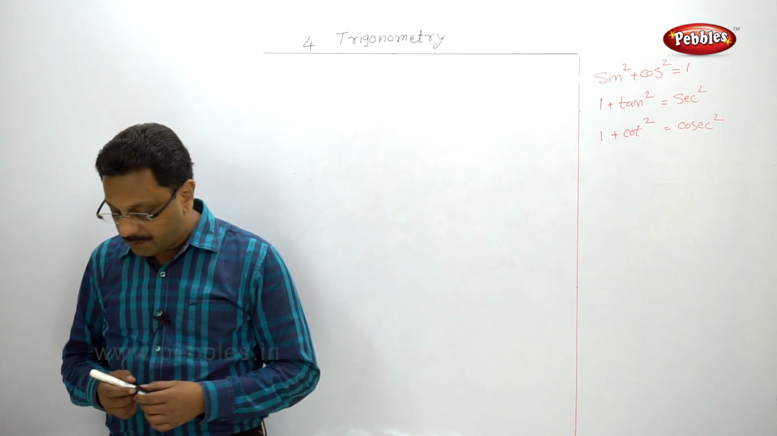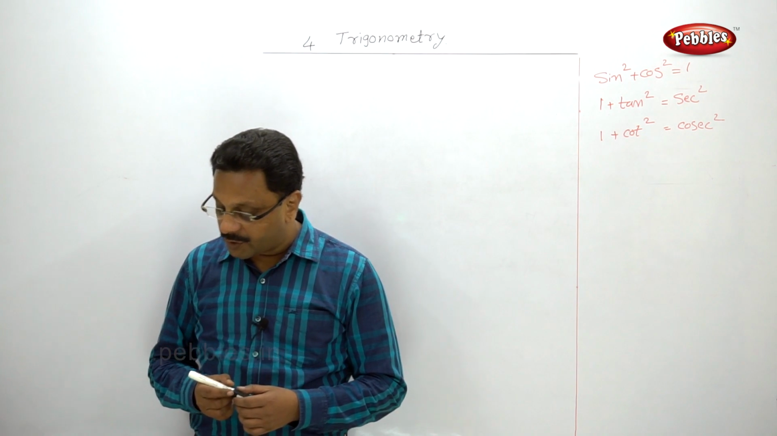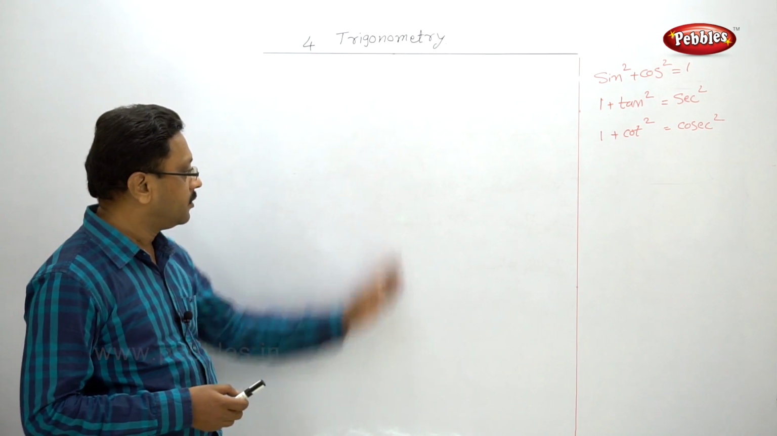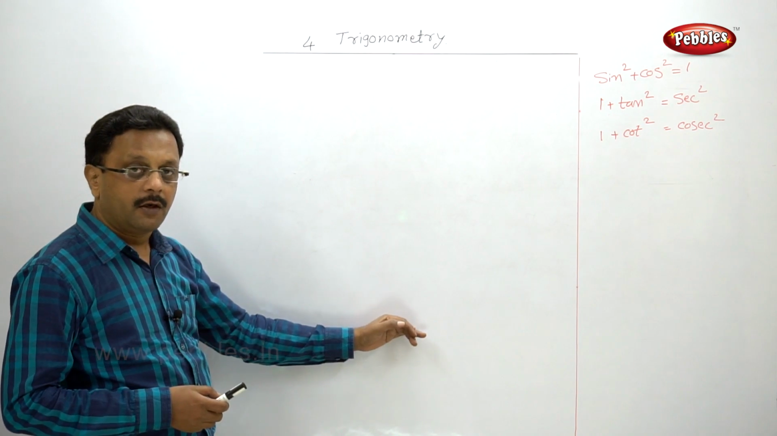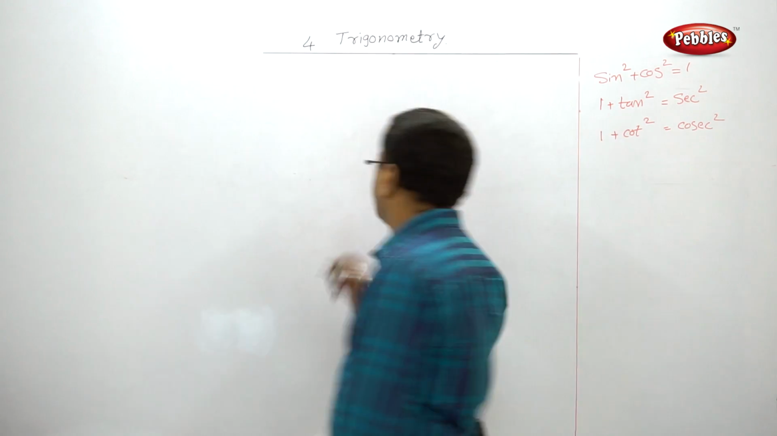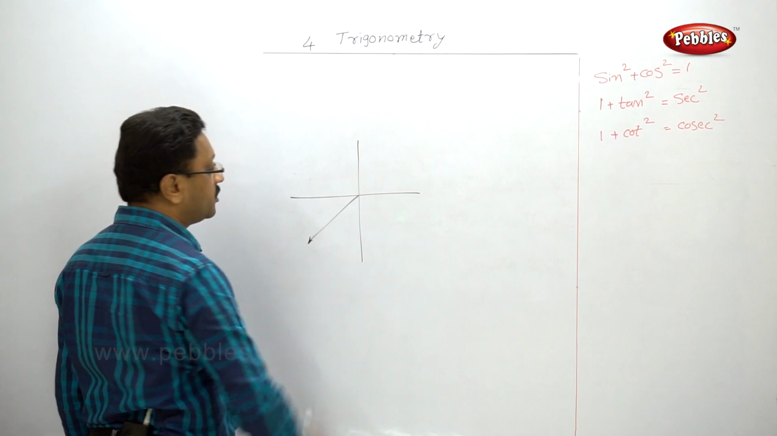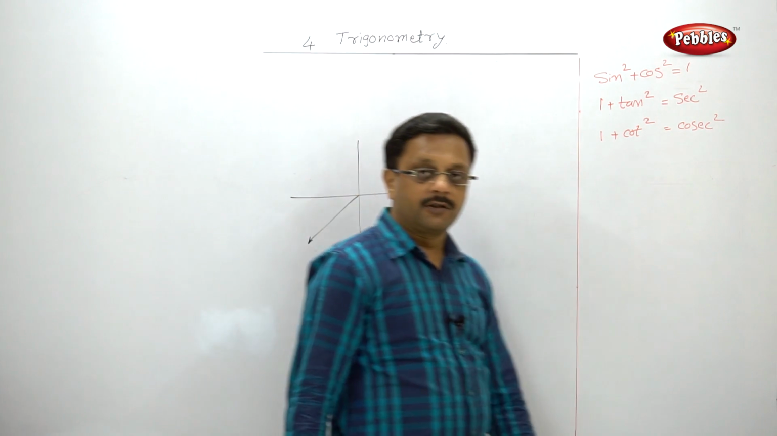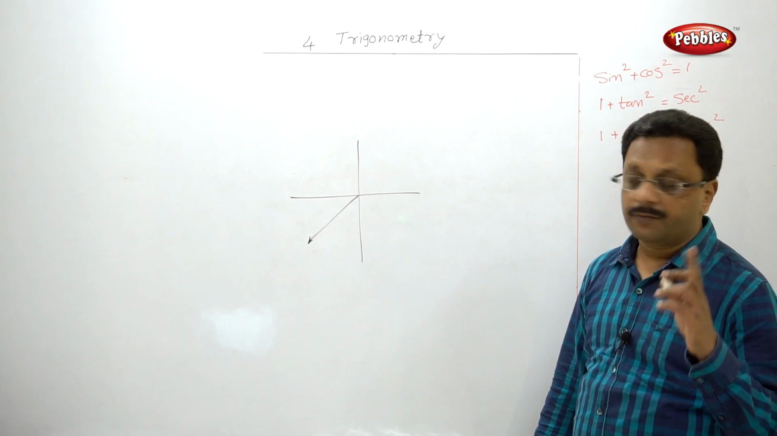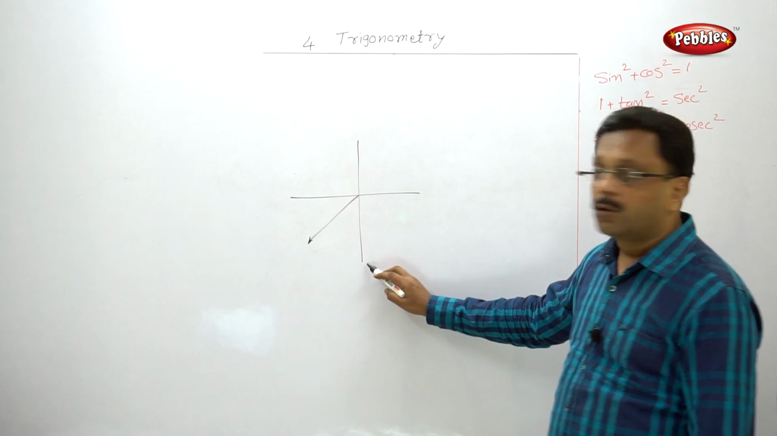The terminal arm is in the third quadrant. What are the possible measures of angles? If terminal arm is in third quadrant here, from 180 to 270, what are the possible measures of the angle? Terminal arm is in third quadrant. So what is the possible? If the angle is positive, then it will lie between 180 to 270 degrees.